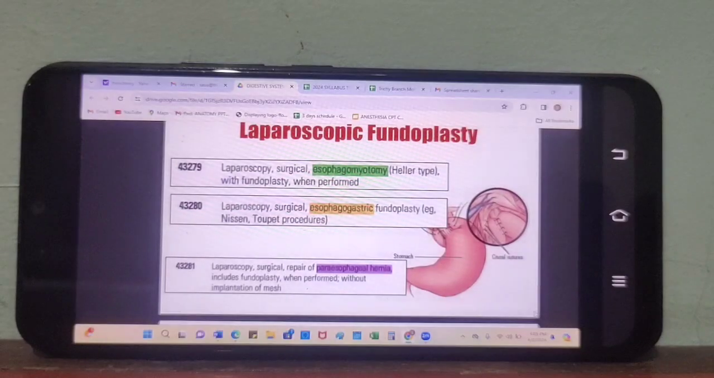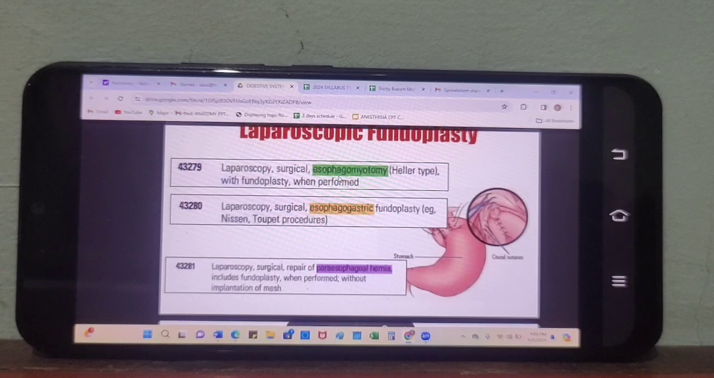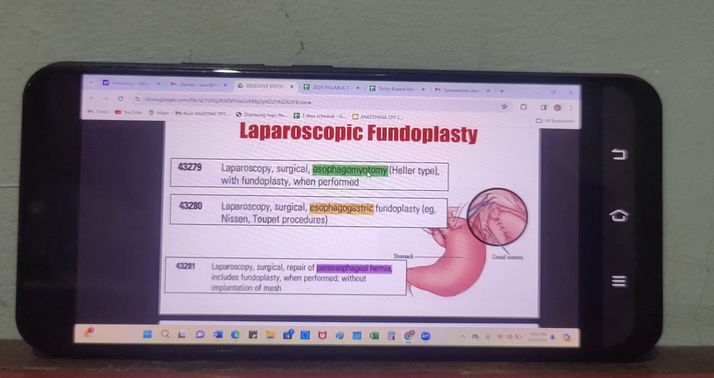Sigmoidoscopy, colonoscopy, proctosigmoidoscopy, everything we'll discuss in the upcoming classes. Now for laparoscopy, what does the surgeon use laparoscopy for? To remove the muscle from the esophagus. By using laparoscopy, doctors remove the muscle from the esophagus. That is esophagomyotomy.